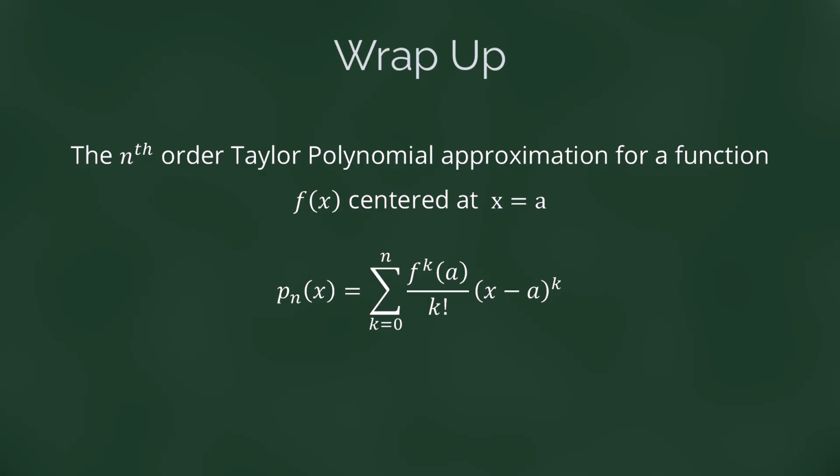The polynomial we've just constructed is called the nth order Taylor polynomial approximation for the function f of x, centered at x equals a. Its formula is given by p sub n of x is equal to the sum from k equals 0 to n of the kth derivative of f divided by k factorial times the quantity x minus a, all raised to the k power.